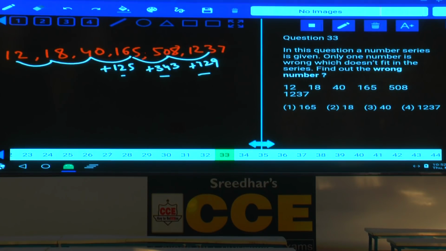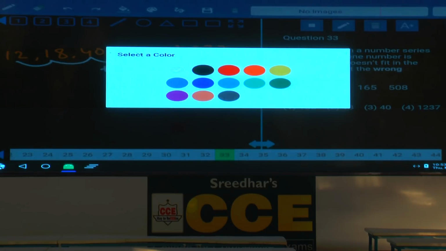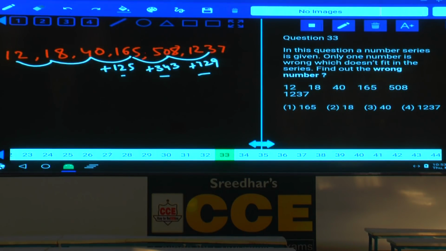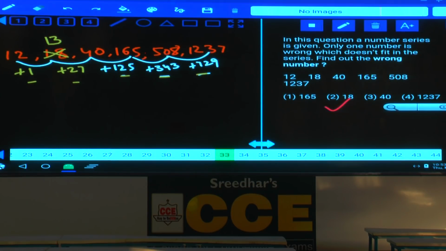Tell me first how much should be added here? First, 1 cube, that is 1 should be added. If you add 1 here, now 18 is the wrong number, 13 is the correct number. If 13 is here, then check from 13 and 40. What is the difference here? 27. 1 cube, 3 cube, 5 cube, 7 cube, 9 cube. The wrong number is 18 and the correct number is 13. 18, that is choice 2.